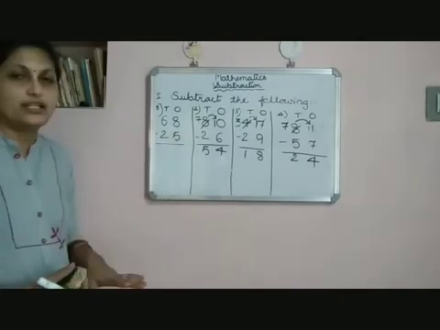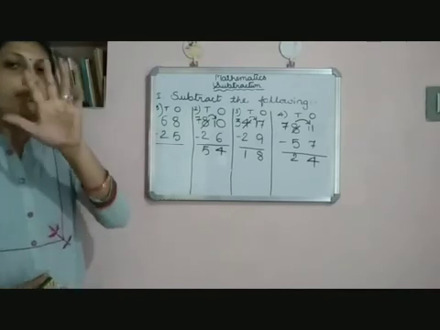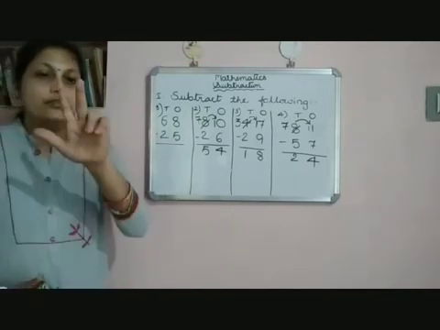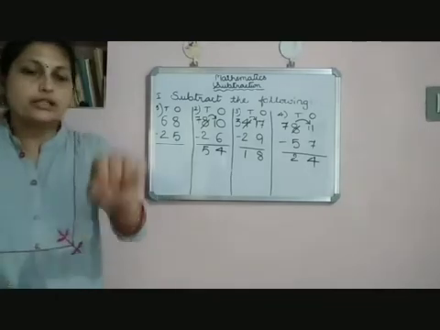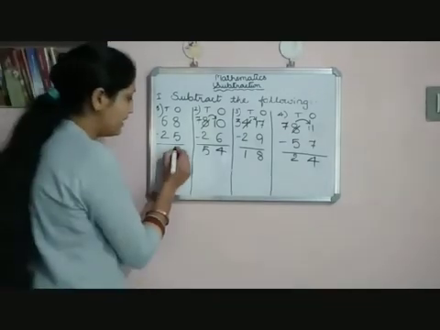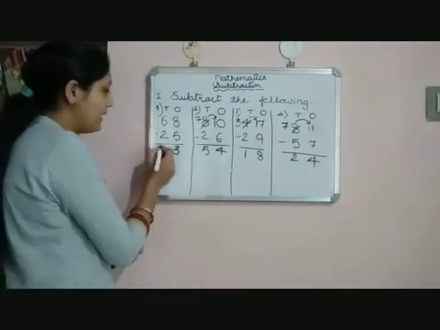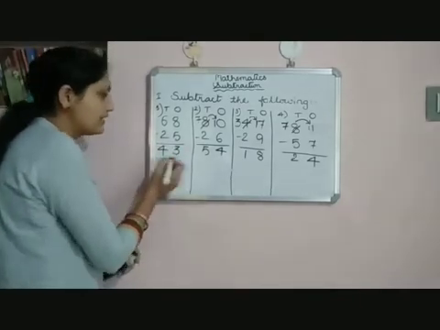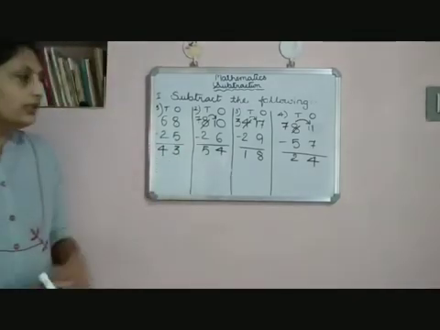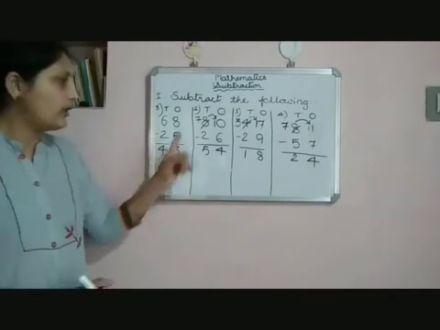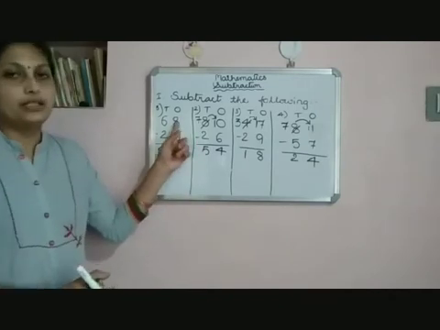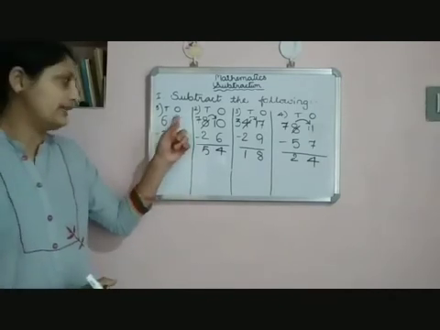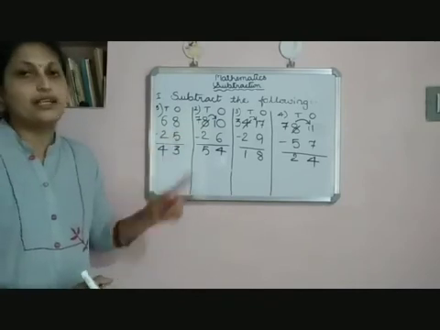8 minus 5 is what? 8 before, 7, 6, 5, 4, 3. So 8 minus 5 is 3. 6 minus 2 is 4. So the answer is 43. Here you need not take borrow because you have a greater number in the ones column, isn't it? 8 is greater than 5. So you can easily remove.